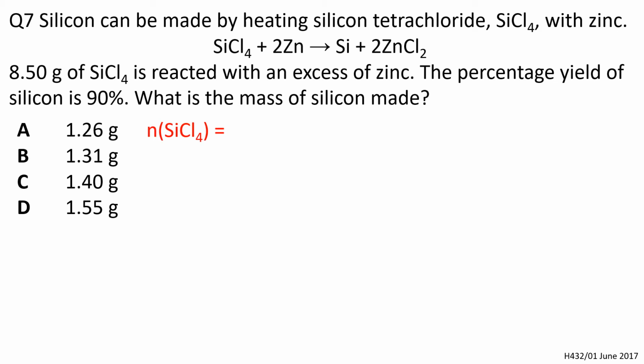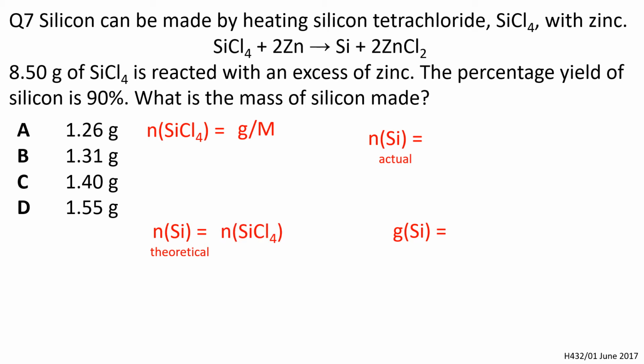So the number of moles of silicon, we're going to probably need to use mass over molar mass. Then we need to work out the theoretical amount of silicon. That's in theory if there was 100% conversion. The actual amount of silicon in moles, and then the grams of silicon. So there's a few little prompts if you want to have a little go at this stage. So the amount of silicon tetrachloride is mass over molar mass. It's a 1-to-1 reaction, so the amount of silicon is equivalent to the amount of silicon tetrachloride.